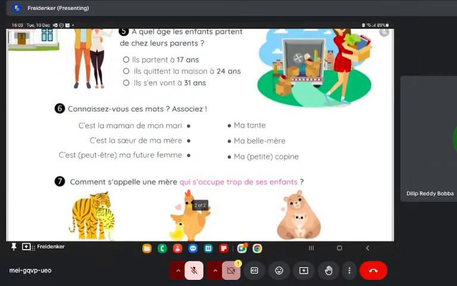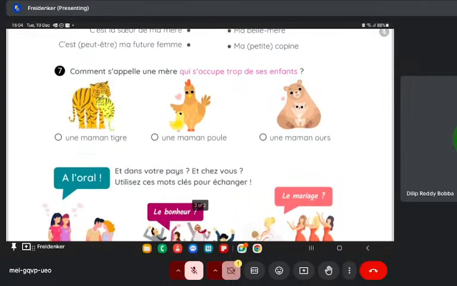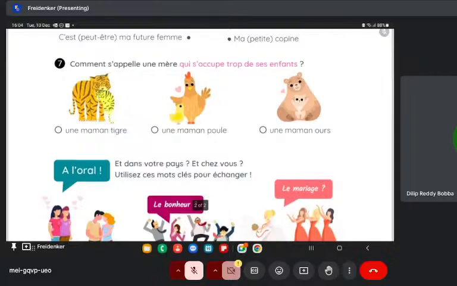Connaissez-vous ces mots? Okay, so match the following. Tante is aunt. We'll come to that. I think there is a worksheet with respect to family tree and all those things. So I'll come to that later. For now, we can just move ahead. Okay, so seventh question. Comment s'appelle une mère qui s'occupe trop de ses enfants? So, what do you call a mother who takes care of her children too much?